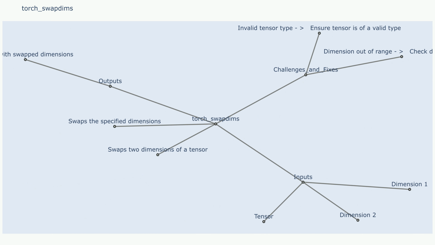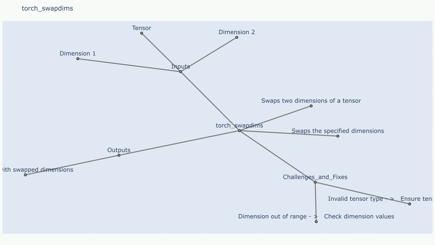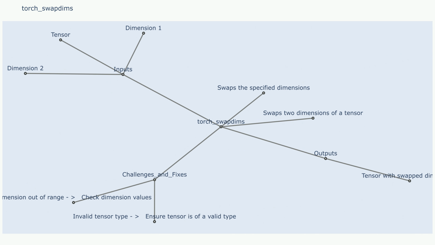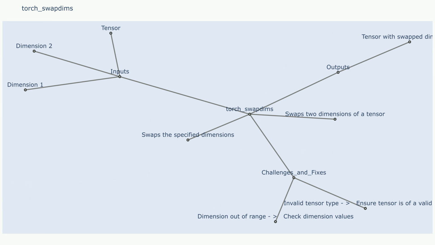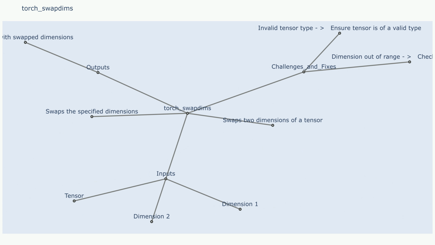Inputs. Input 1: the input tensor whose dimensions you want to swap. Input 2: dim1, the first dimension to swap. This is the index of the dimension you want to move. Input 3: dim2, the second dimension to swap. This is the index of the dimension you want to move to the position currently occupied by dim1. Outputs. Output 1: the modified tensor with the specified dimensions swapped.